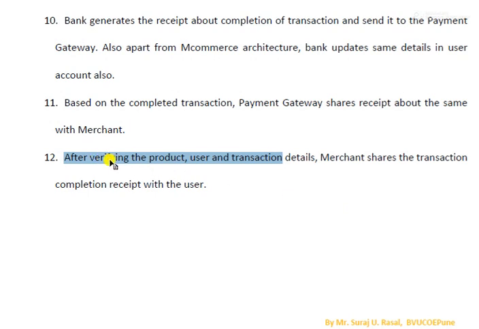So after verifying the product, user, and transaction details, the merchant shares the transaction completion receipt with the user. The merchant first verifies the product, for example whether it is really available in stock or not. Again, the merchant verifies the user details and also the transaction details, and only after that does the merchant share the transaction completion receipt with the user.